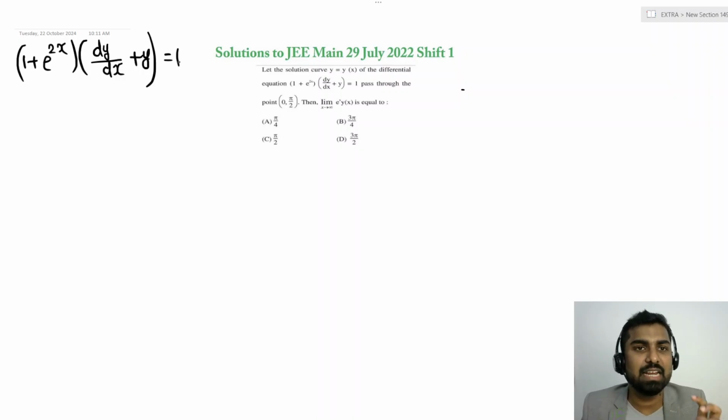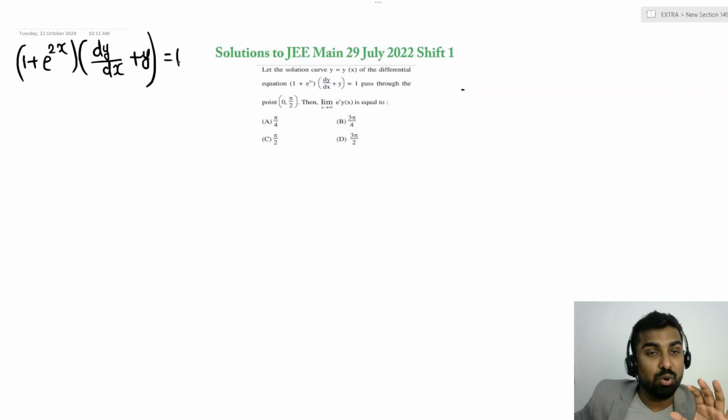This is nothing but a solution of a curve y equal to y of x. Solution of a curve is given. If we are finding the solution of that differential equation, it will go back to the equation of the curve, right? So basically we want to find the solution of this differential equation.